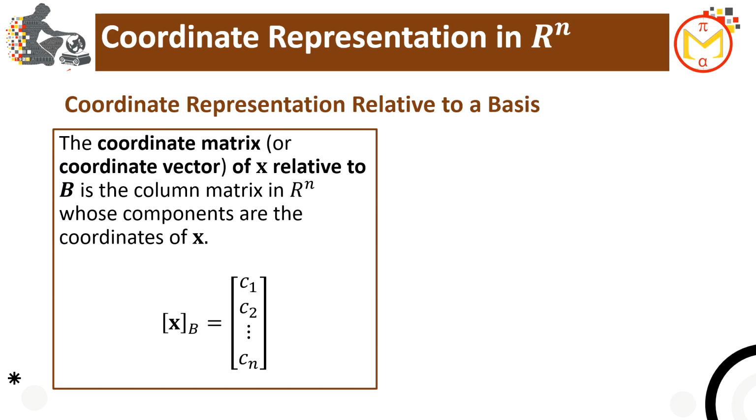So the coordinate matrix or coordinate vector of x relative to B is the column matrix in Rn whose components are the coordinates of x. So we use this symbol, x sub B. The coordinates of x relative to B is c sub 1, c sub 2, c sub 3.